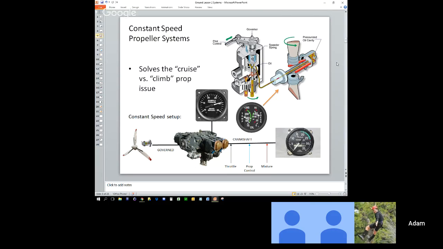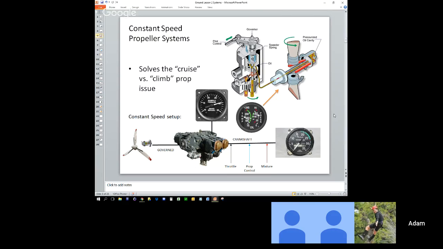The constant speed system is going to see that, but it wants to hold a constant RPM. Why? Because the pilot had set his RPM to some number. It's called 2,500. And this propeller system is going to want to hold that 2,500. So now we've got a conflict. The prop wants to hold 2,500, but the engine's telling it to slow down. So what's the prop going to do? Adjust. Yeah, it's going to try to speed up, right?